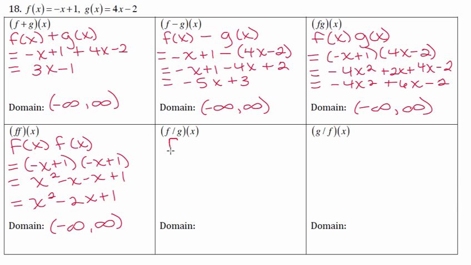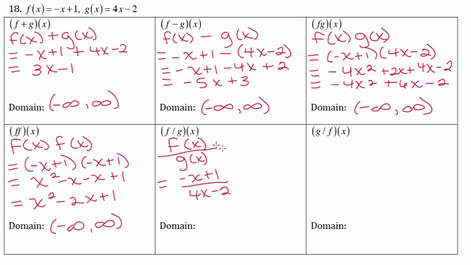And then we have f divided by g of x, which is f of x divided by g of x. I'm going to write that with a fraction bar. And then f of x is negative x plus 1, and I'm going to write that over top of g of x, which is 4x minus 2. Now the domain of f divided by g of x is still the overlap of the domains of f and g, which is all real numbers. Both f and g have a domain of all real numbers.